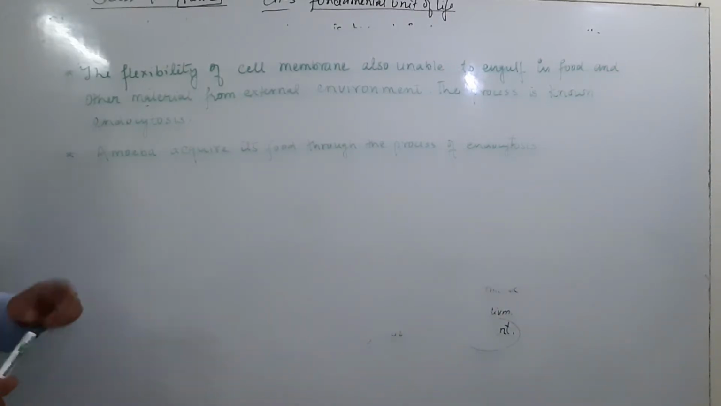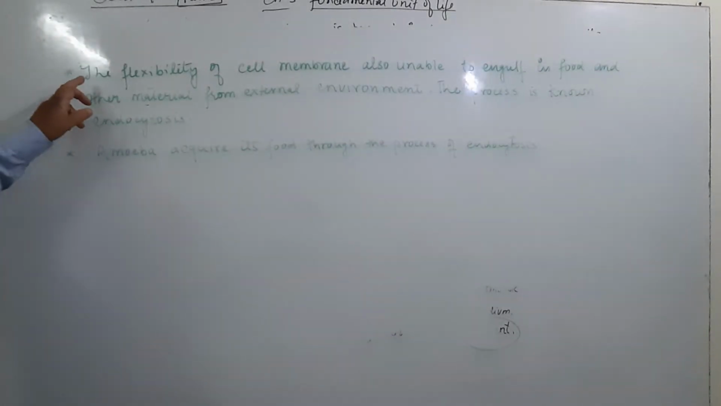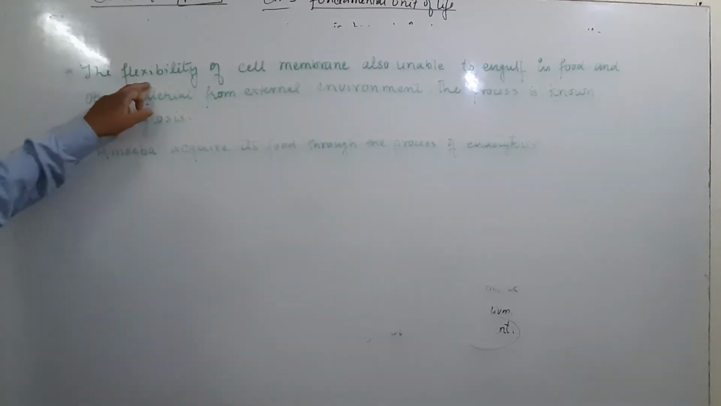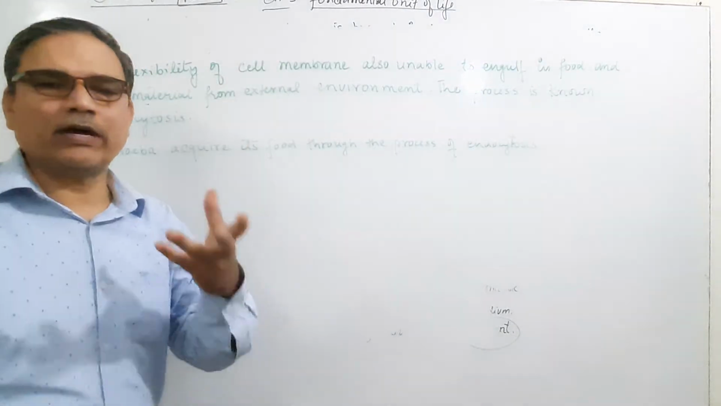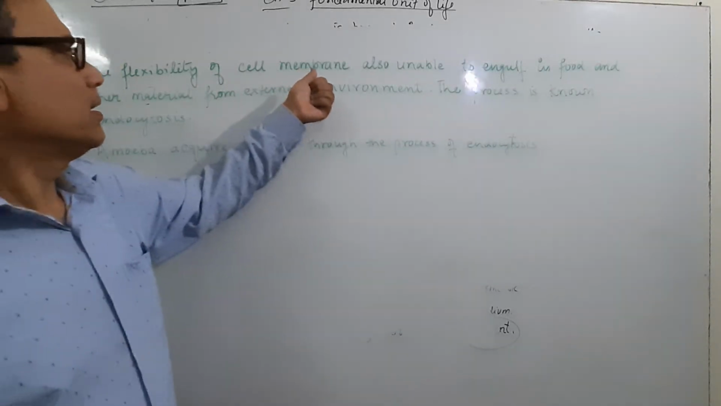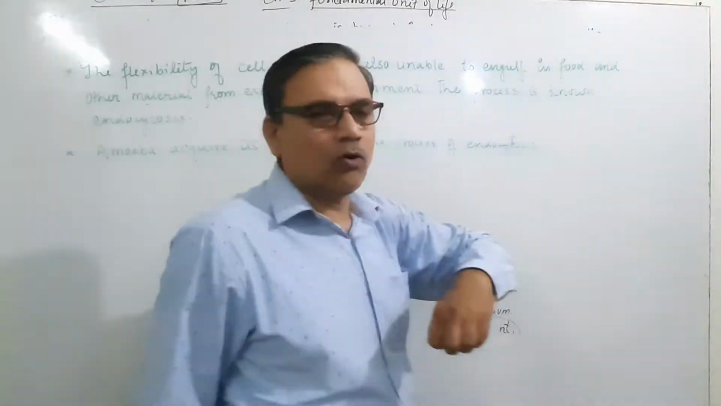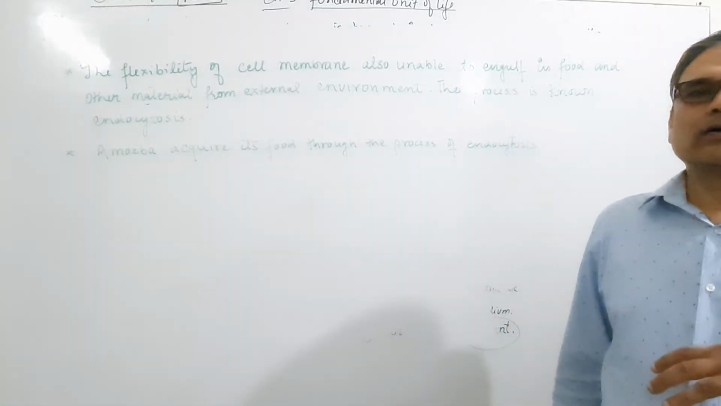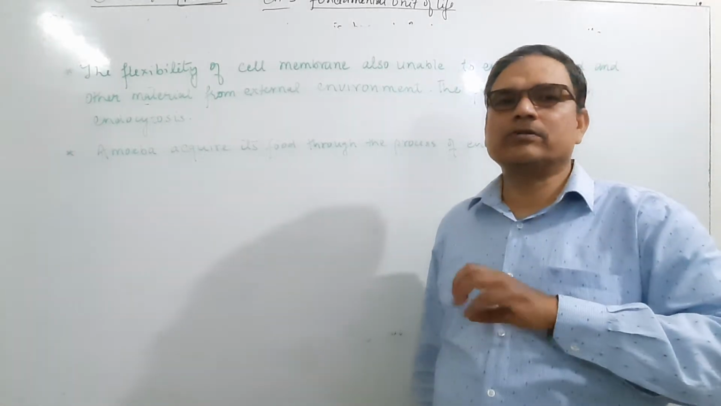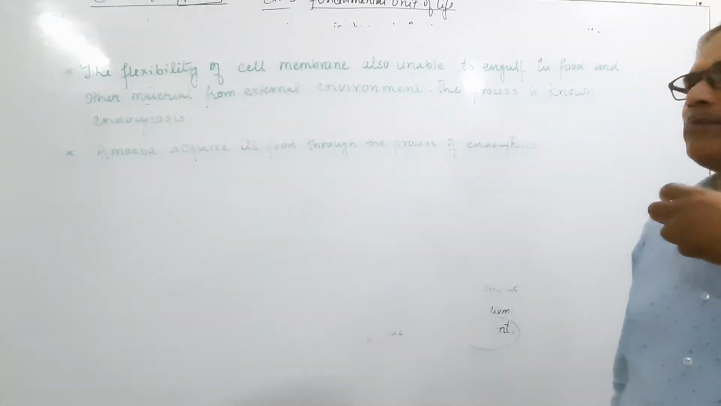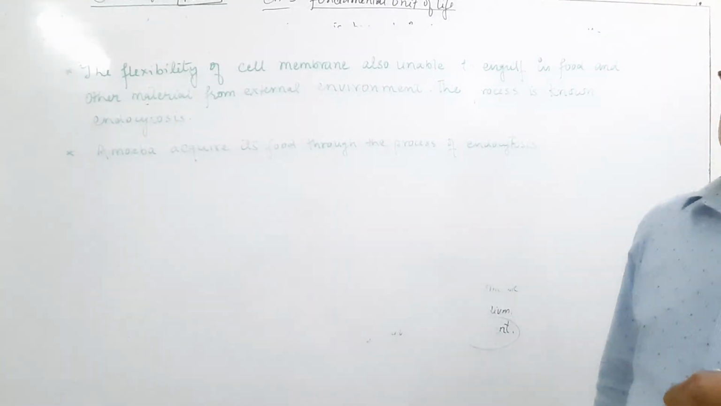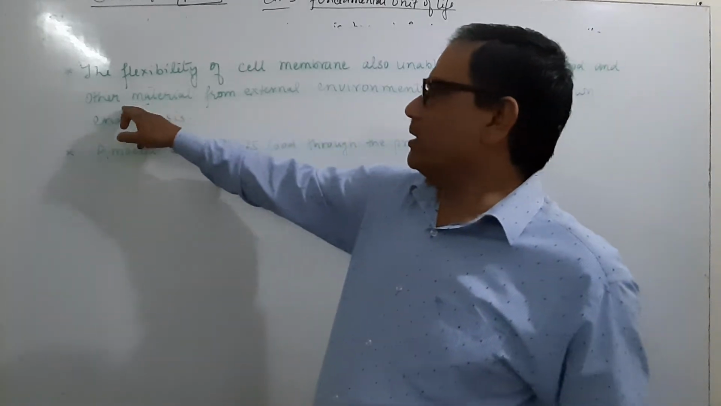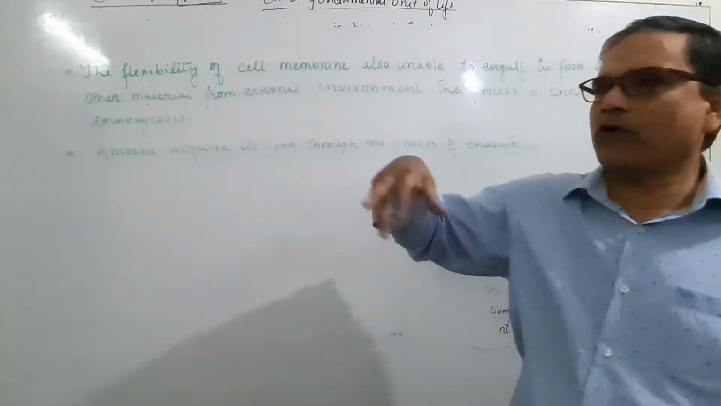Due to the flexibility of the plasma membrane, it helps the amoeba to engulf food. As you know very well, the plasma membrane is very flexible. Engulf means to take the whole food inside the cell, the food and other material from the external environment.